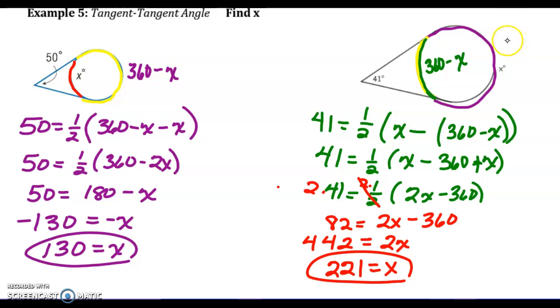So if this was 221, that would force this to be 100, I don't know, 49, you think? Nope. 139? I don't know. We'll see. 221 minus 139 is 82. And when you divide it by 2, you get 41. All right. Looking good? All right.